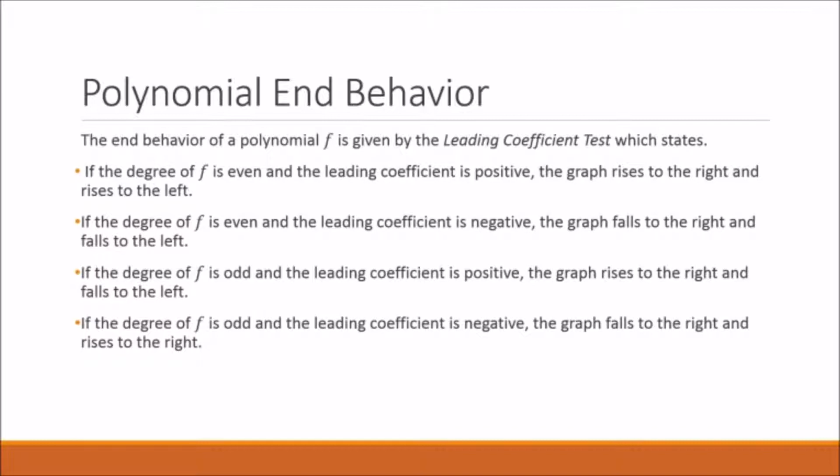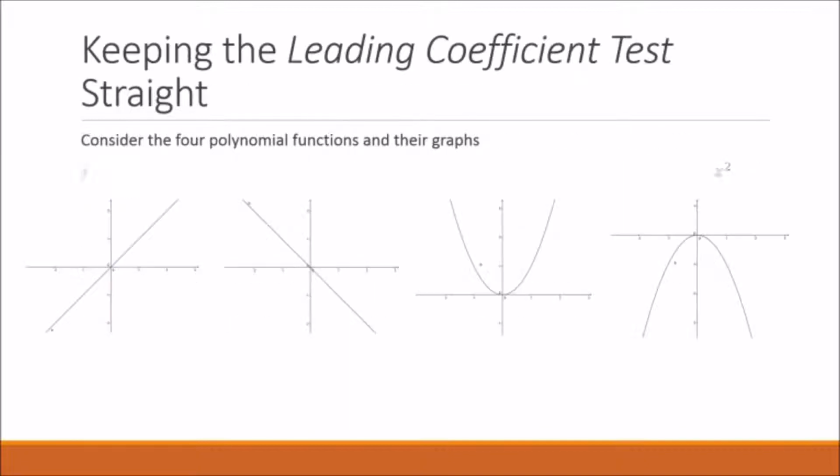If the degree of f is odd and the leading coefficient is positive, then the graph rises to the right and falls to the left. And if the degree of f is odd and the leading coefficient is negative, the graph falls to the right and rises to the left. And I know this sounds like a lot to keep straight, but really if you can just keep these four functions in your mind, it all makes perfect sense.